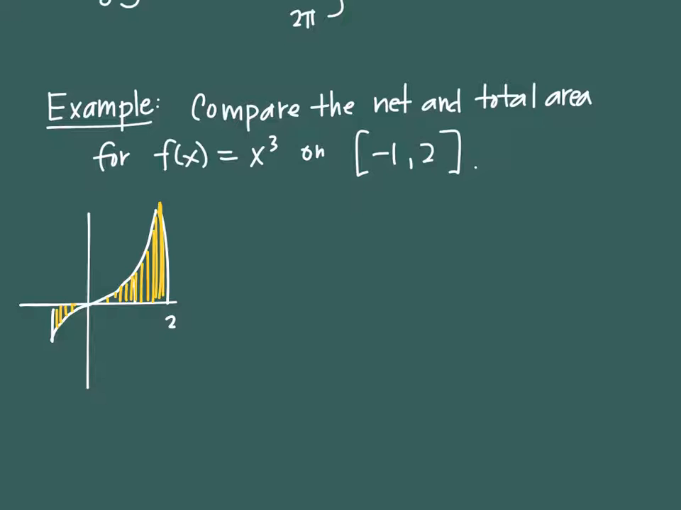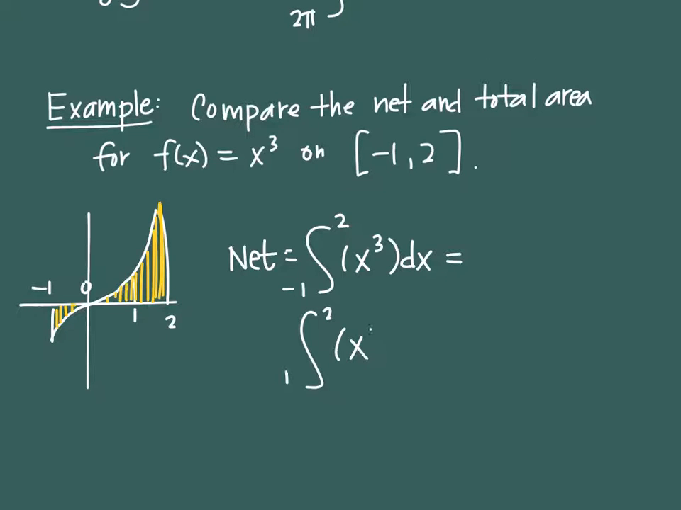The net area is just the straight integral. So my net area would be the integral from -1 to 2 of the function x cubed dx. And I would evaluate that using the antiderivative. I could also shrink my interval, knowing that whatever I do from -1 to 0 is going to cancel out whatever I do from 0 to 1. So I could also just go from 1 to 2, and that would be the exact same value based on the symmetry. You don't have to do that, but you can.